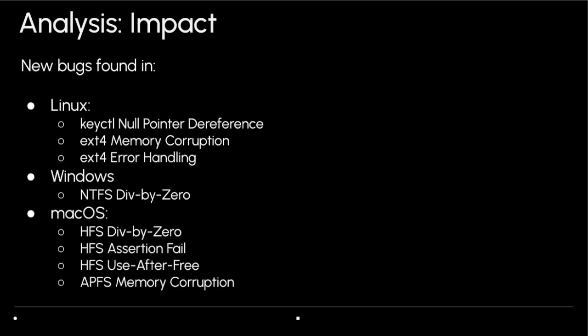Now, despite those limitations, the results are concrete and impressive. kAFL found real, previously unknown bugs across 3 different operating systems. On Linux, a null pointer dereference, and a memory corruption error handling bug. On Windows, a division by zero. On Mac OS, division by zero and assertion failure. Use after free, memory corruption errors.